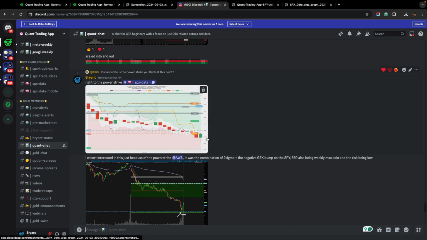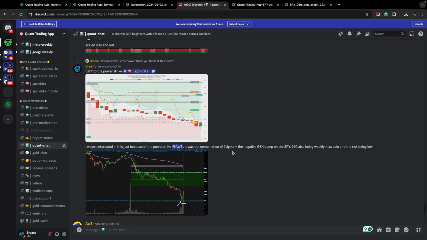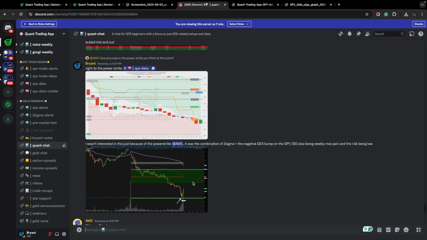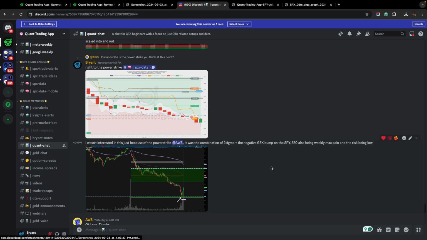We end up closing right there, letting that trader know I wasn't interested in just because of the power strike. It was the combination of 2sigma, the high negative gamma bump on the SPY, 550 also being weekly max pain, and the risk was relatively low. At this point, if I went long and the markets then dropped right back down, it would have been a small loss relative to how quick the gains were expected to come.